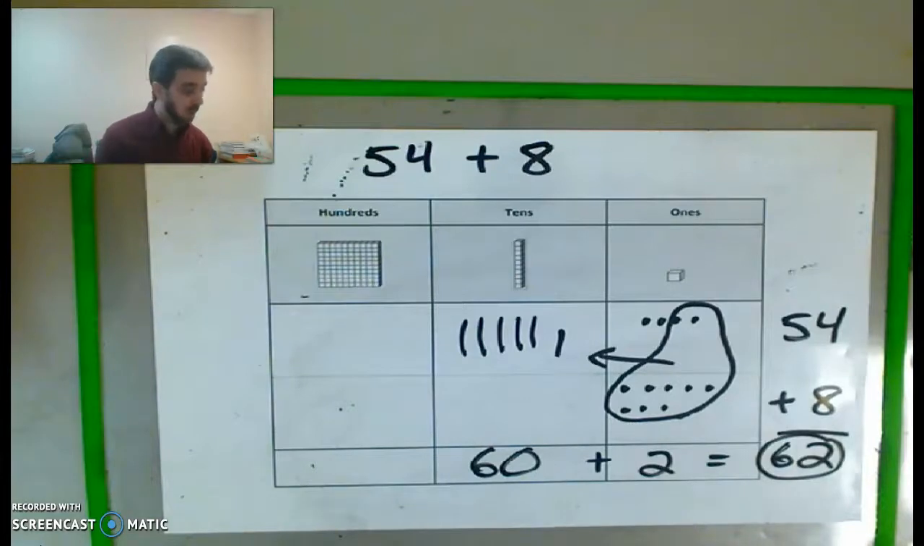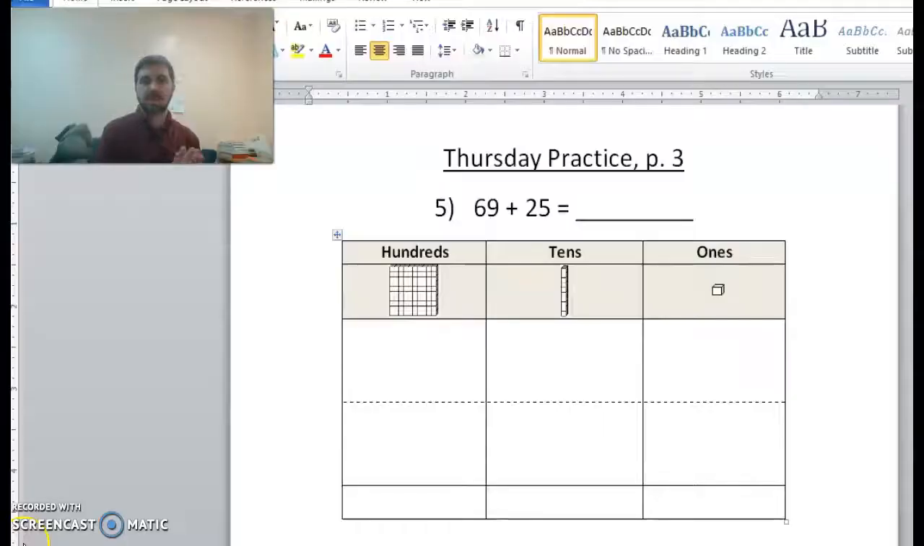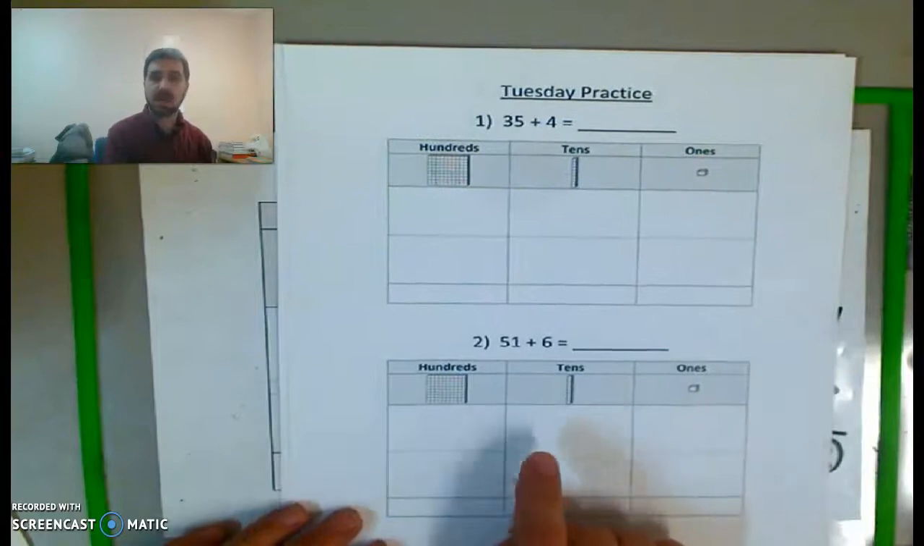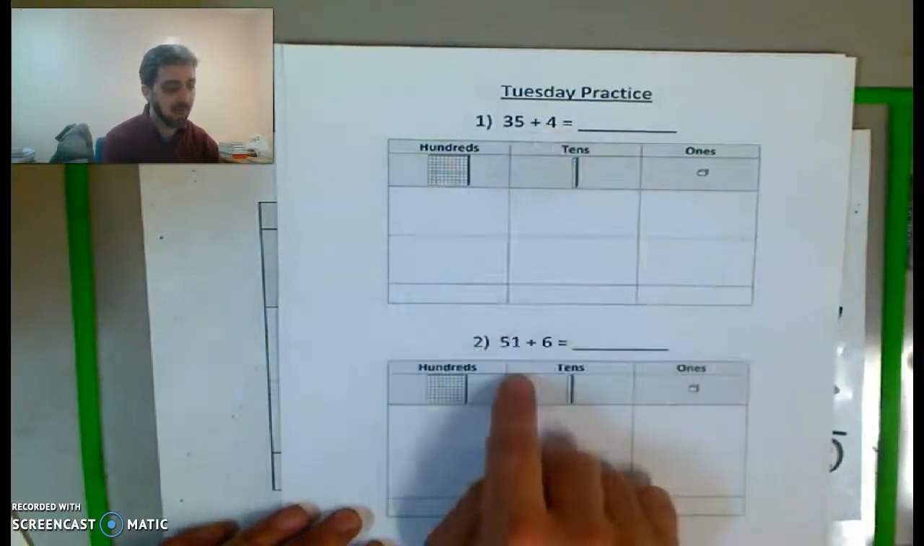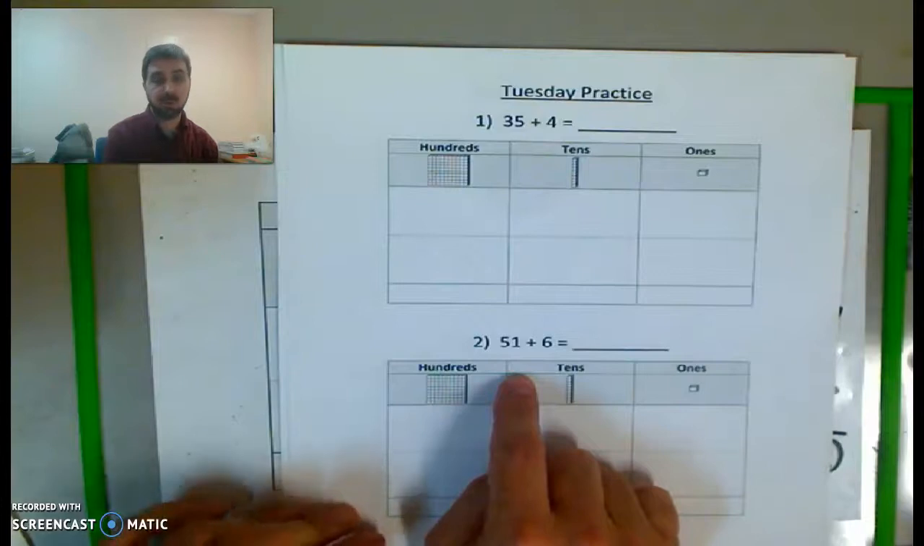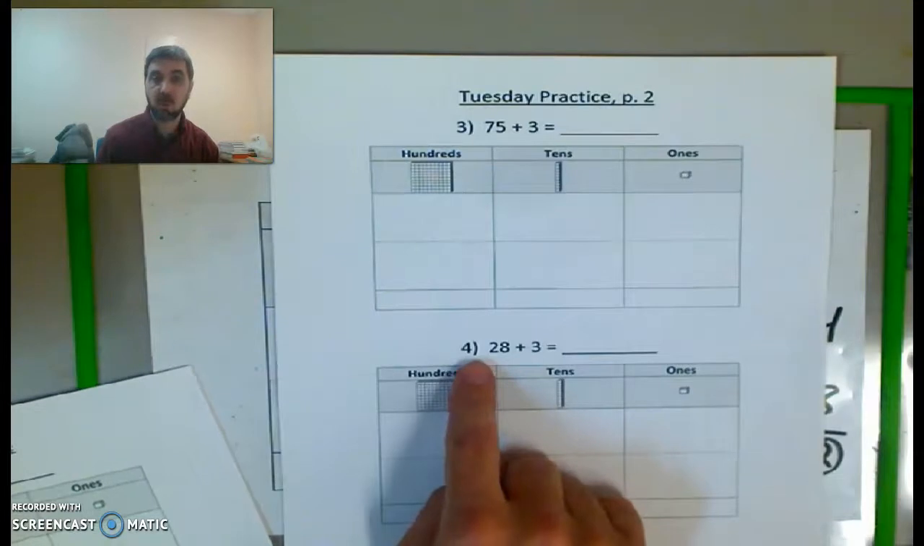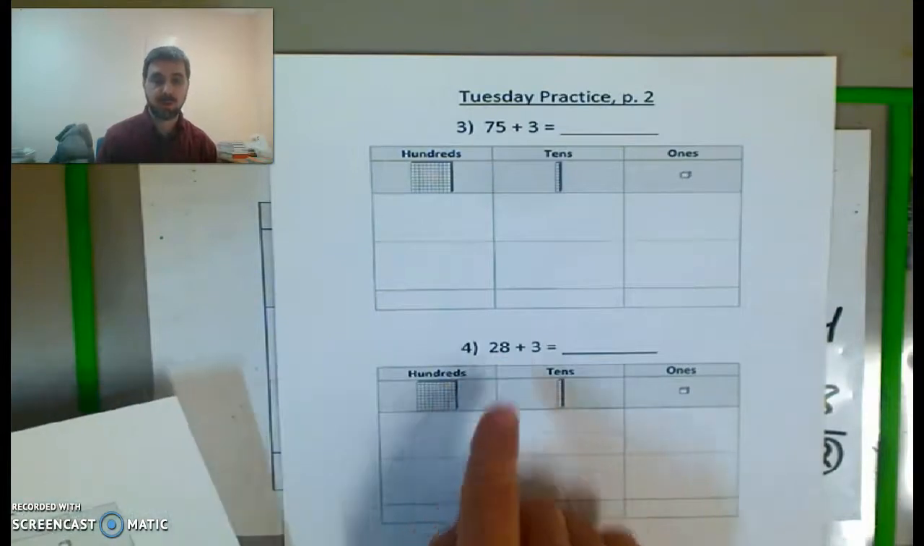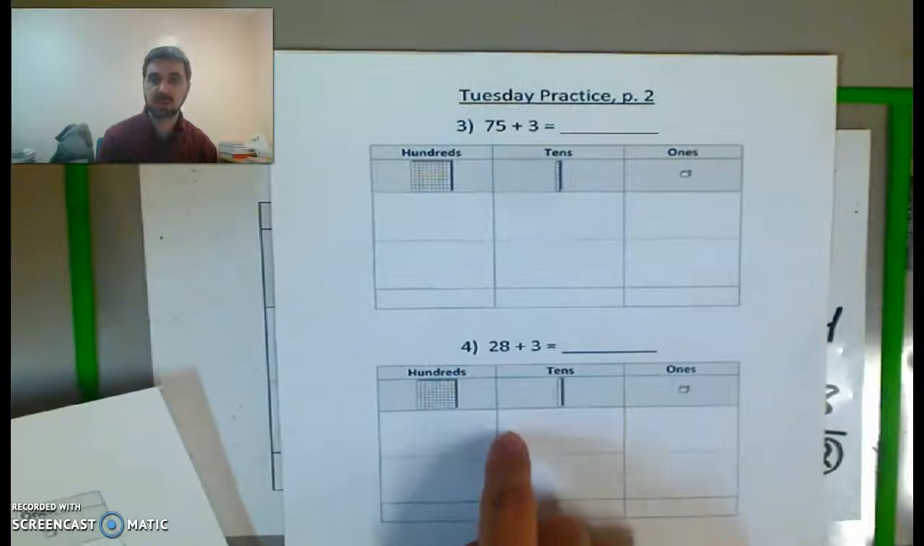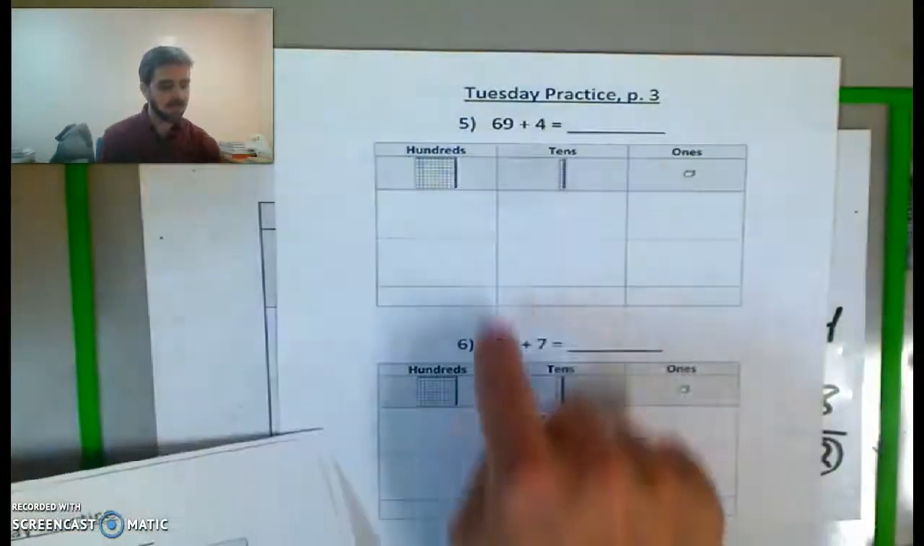So tomorrow, you will have some problems to do. They will look like this. Oh, sorry about that. Hold on a second. All right, that's more like it. So it's going to look like this. You're going to have 3 problems where you do not have to regroup. Okay, so the first 3 problems you won't, and then you'll notice starting with number 4, you will have to regroup. Okay, so it's the same chart we were just using, just a little bit smaller. Okay, so you'll have a total of 6 problems tomorrow to work on.